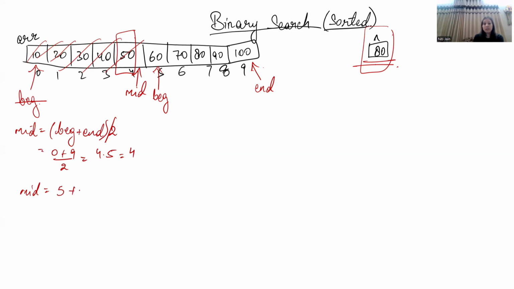Beginning is 5 and end is 9, so middle is 9 plus 5 divided by 2, that is 14 by 2, that is 7. So now my middle comes at 7. Oh, nice. So if you see, now you'll again match middle with n.